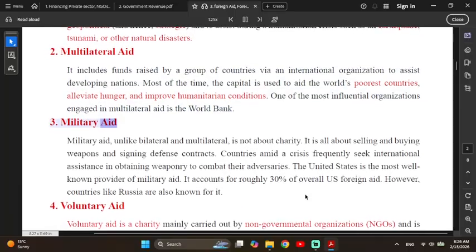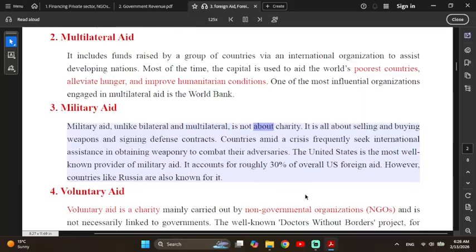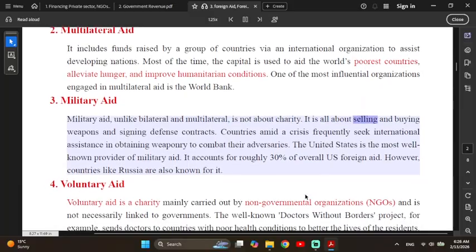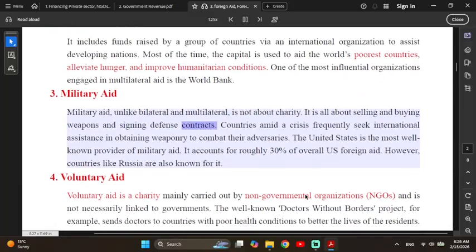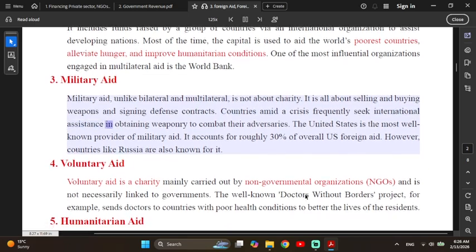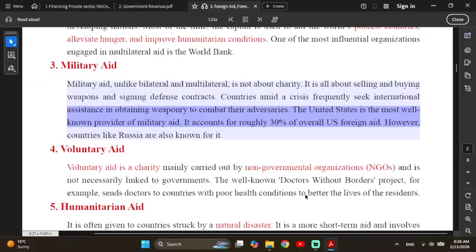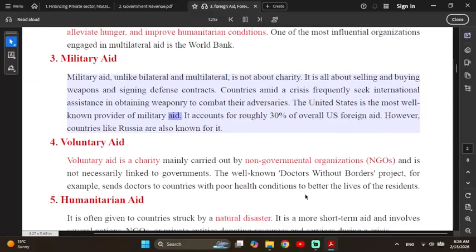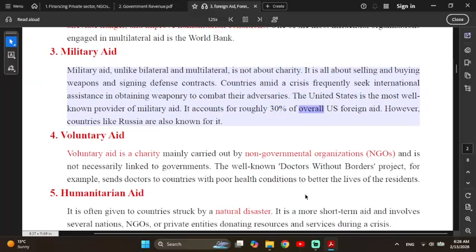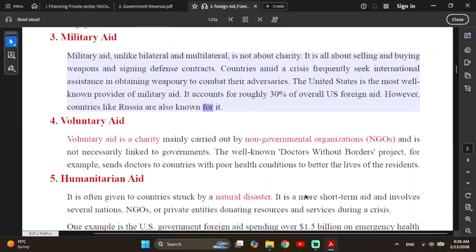3. Military aid. Military aid, unlike bilateral and multilateral, is not about charity. It is all about selling and buying weapons and signing defense contracts. Countries amid a crisis frequently seek international assistance in obtaining weaponry to combat their adversaries. The United States is the most well-known provider of military aid. It accounts for roughly 30% of overall U.S. foreign aid. However, countries like Russia are also known for it.